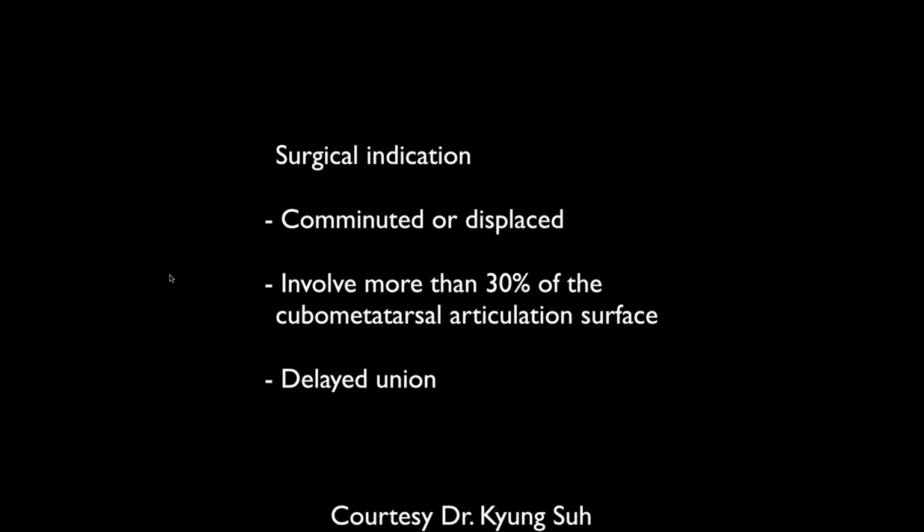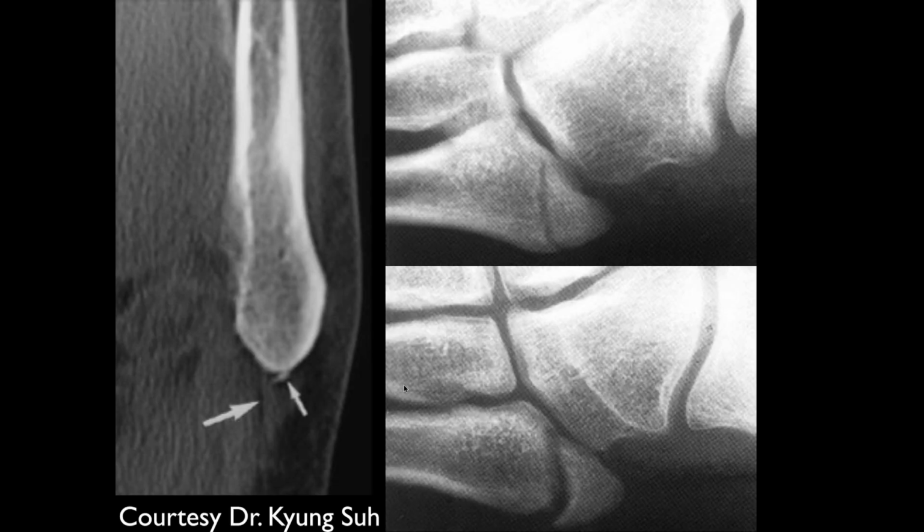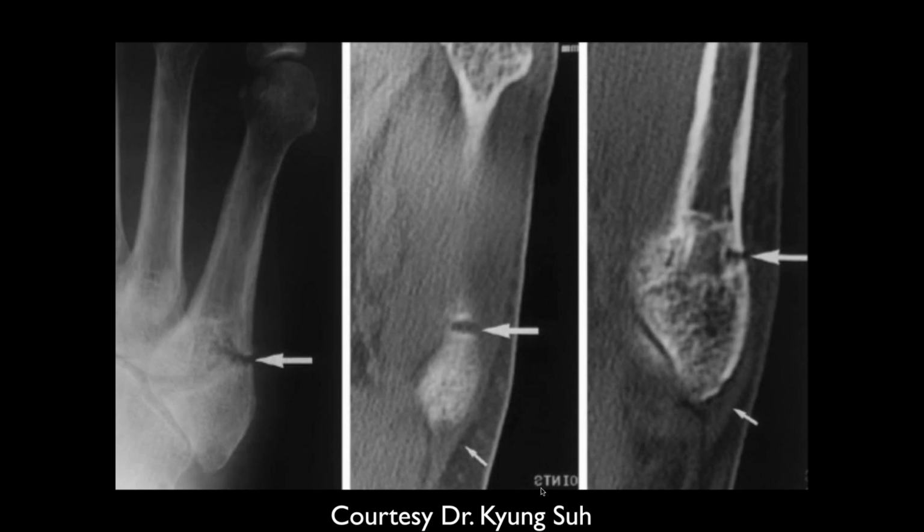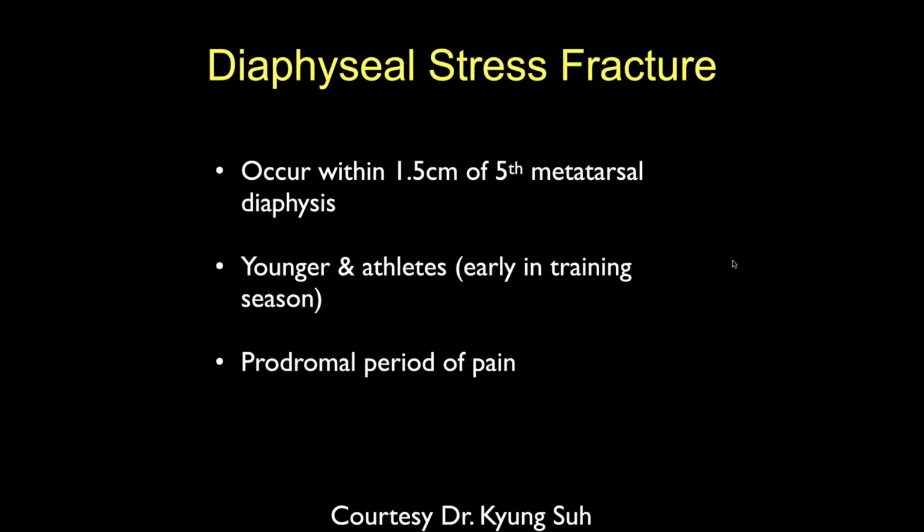Here are the surgical indications: if it's comminuted or displaced, if it involves more than 30% of the articular surface that John was talking about, or if it goes on to delayed union, then it's an indication for surgery. And here we can see an avulsion fracture of the proximal tuberosity. And here's the typical location of a Jones fracture with incomplete healing in this particular case.